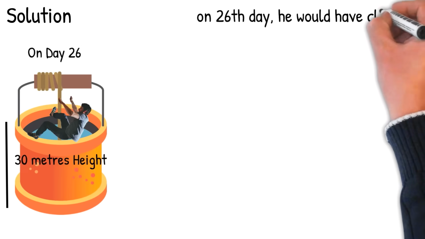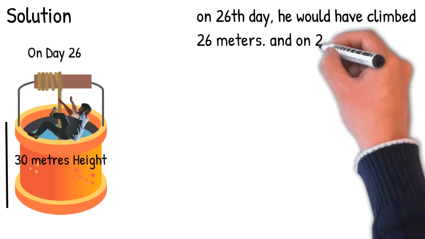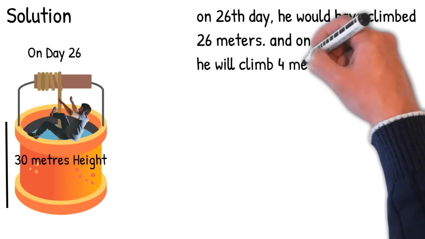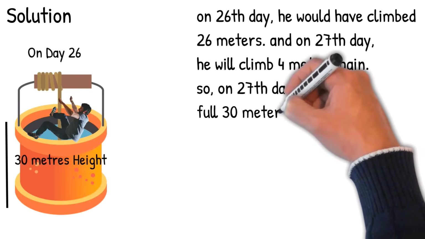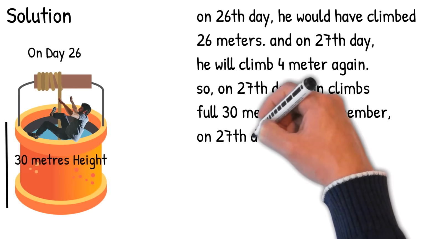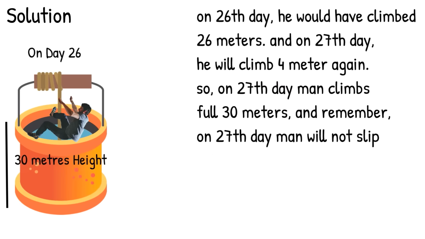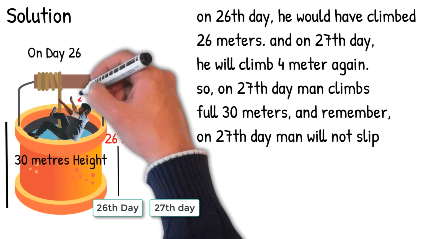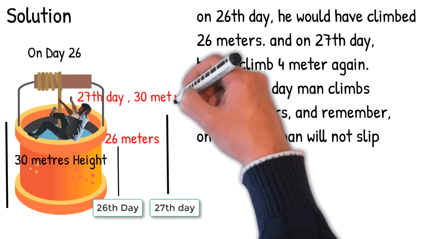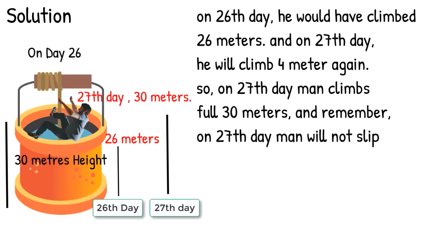So like this, on the 26th day, you would have climbed 26 meters. The interesting part comes on the 27th day. On the 27th day, he will climb 4 meters again. So on the 27th day, the man climbs a full 30 meters because on the 26th day, he already climbed 26 meters. And remember, on the 27th day, the man will not slip since he is already out of the well.